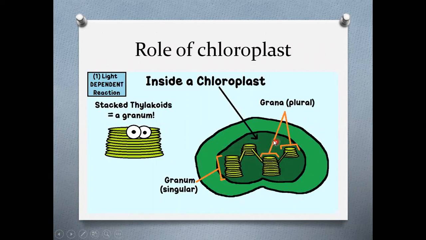There are different granum present, and in each granum, chlorophyll is stored. This chlorophyll absorbs all the sunlight which is coming from the sun. So there is a hint for you. Stacked thylakoids are called granum. A single plate is called thylakoid, while the whole stack is called a granum. And when two or more granum are present, they are called grana.